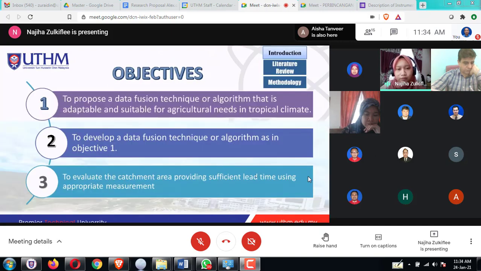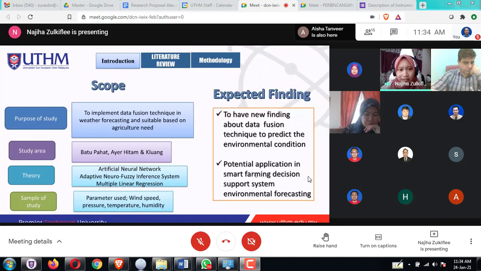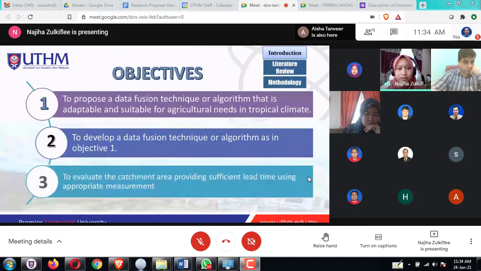The objective of this study, there are three objectives. The first is to propose a data fusion technique or algorithm that is adaptable and suitable for agriculture need in tropical climate. Second, to develop a data fusion technique or algorithm as in objective 1. Third is to evaluate the catchment area, providing sufficient lead time using appropriate measurement.